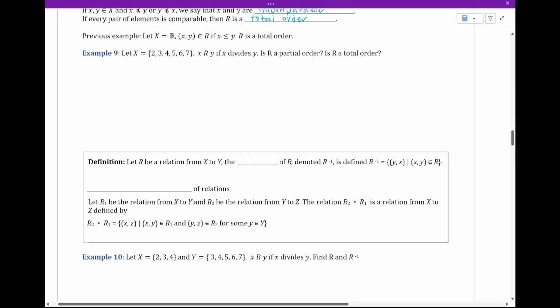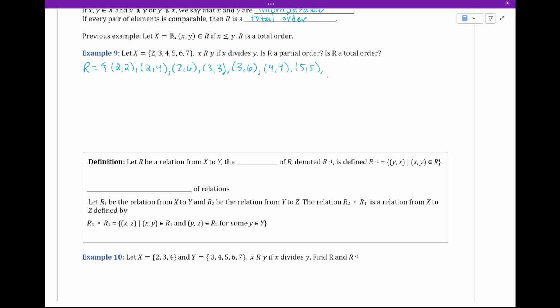All right, let's look at what R is, first of all. R is the set that contains (X, Y) if X divides Y. So let's see. We are looking at 2 divides 2, 2 divides 4, and 2 divides 6. 3 divides 3, and 3 divides 6. 4 divides itself, and 5 divides itself, and 6 divides itself, and 7 divides itself. So there are all the elements that are in R.